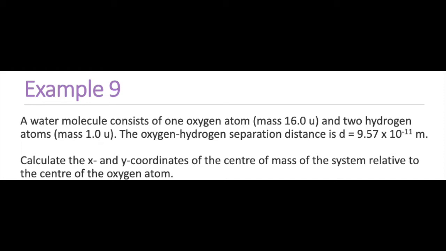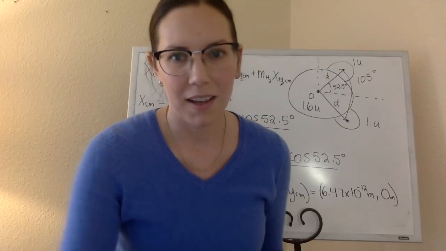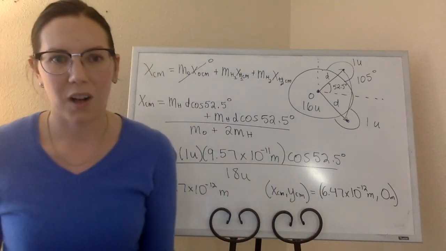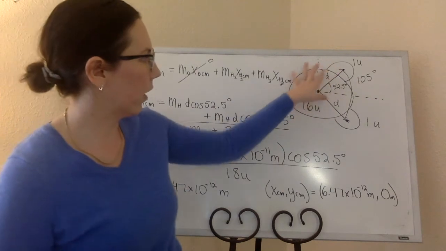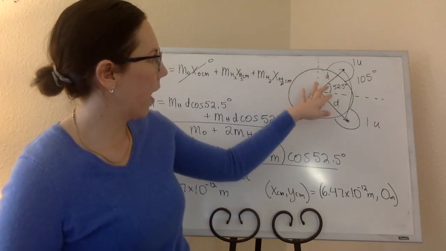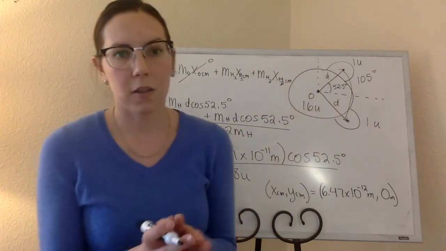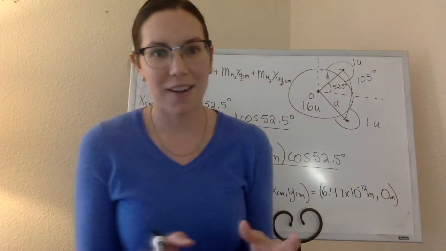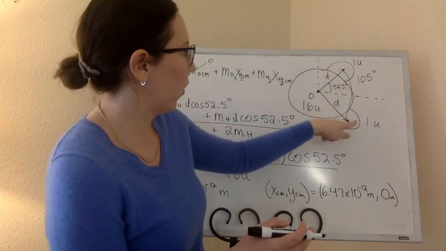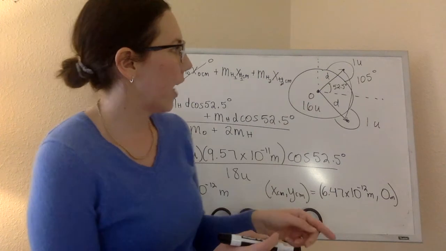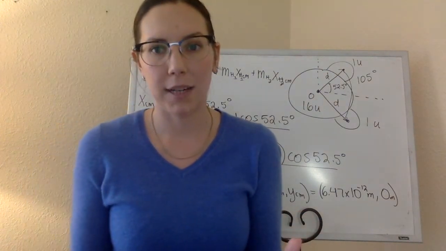Calculate the x and y coordinates of the center of mass of the system relative to the center of the oxygen atom. Alright, so I've drawn this out for water. It looks like this. We have the large oxygen atom there, and then the two hydrogen atoms here that are 1 U each, and the angle between them is 105 degrees.